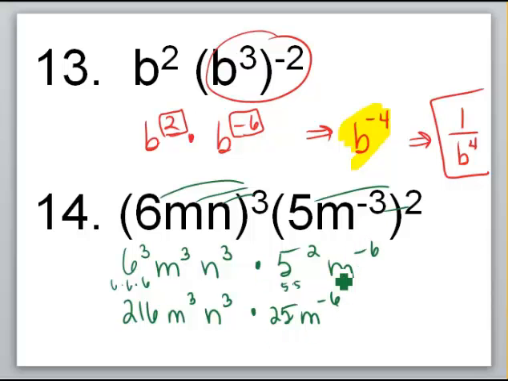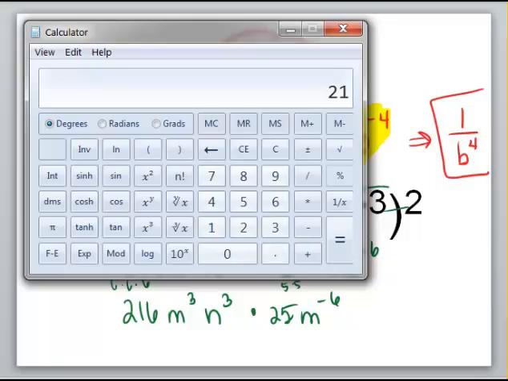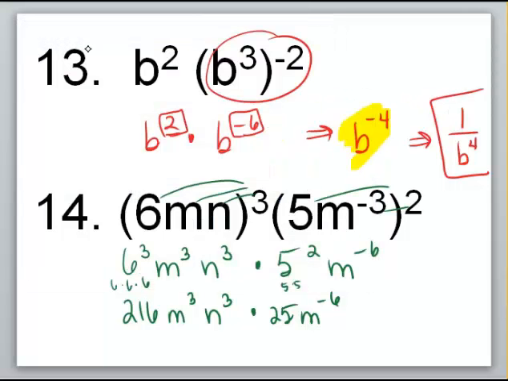I need to multiply 216 times 25. I'll just do that quickly on a calculator. So I've got 216 times 25 gives me 48,600.